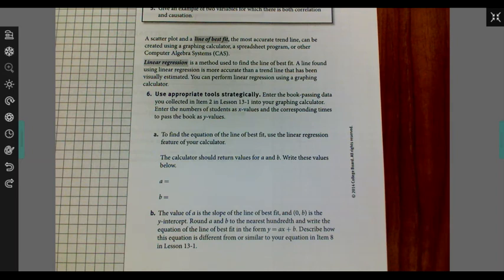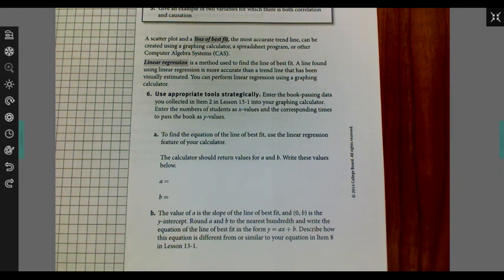You can perform linear regression using a graphing calculator. Number 6, enter the book passing data you collected in item number 2 in lesson 13.1 into your graphing calculator. Enter the number of students as X values and the corresponding times to pass the book as Y values.